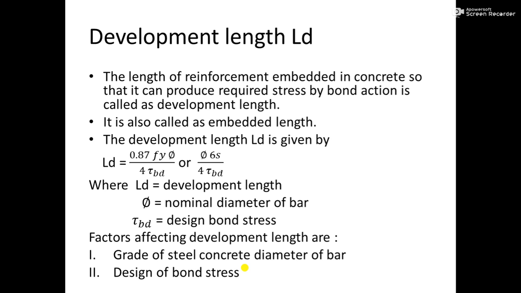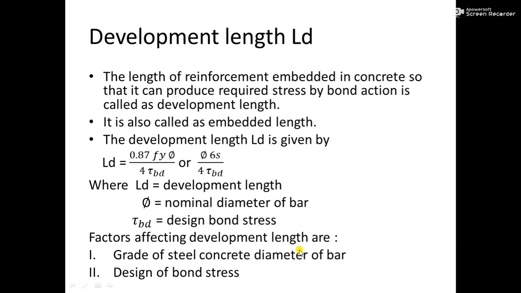Now, development length. The length of reinforcement embedded in concrete so that it can produce the required stress by bond action is called development length. It is also called embedded length. The development length LD is given by, it is a very important formula, problems are asked on it: LD equals 0.87 Fy into phi upon 4 tau BD, where LD is development length, phi is the nominal diameter of the bar, and tau BD is the design bond stress.